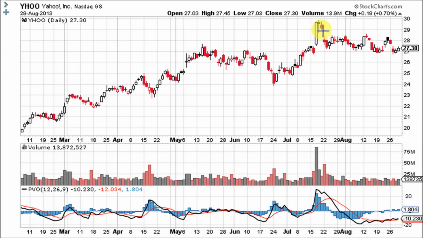But right here on this breakout into blue sky territory, PVO got the highest reading right here. Now this indicator does not signal buy or sell. It's simply a study of volume. And I urge you to always study volume because it will signal tops and bottoms and breakdowns of support and breakouts above resistance. You will always see big volume during those times.